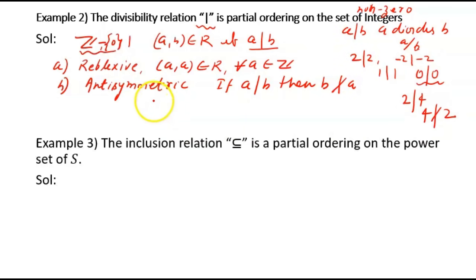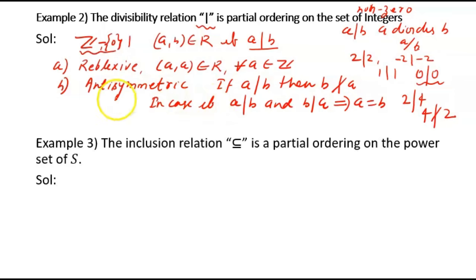In case A divides B and B also divides A, that is the situation when A and B will be equal. So by the definition of anti-symmetric relation, you understand that the definition requires that if (A, B) belongs to the relation R, or if A is related to B, then B should not be related to A, except in those cases when A and B are equal, right? So this is certainly anti-symmetric.